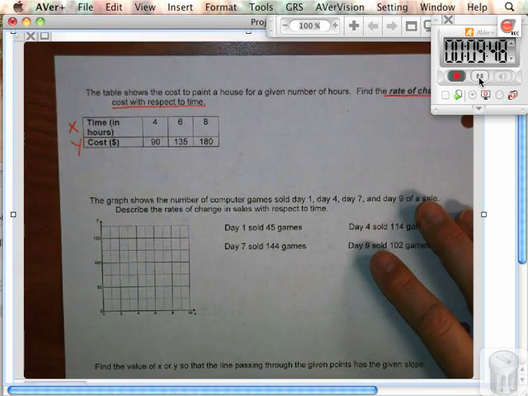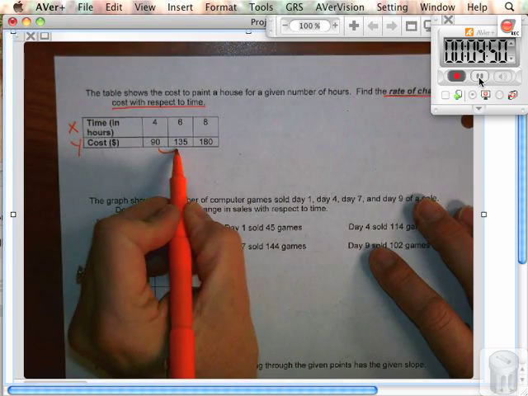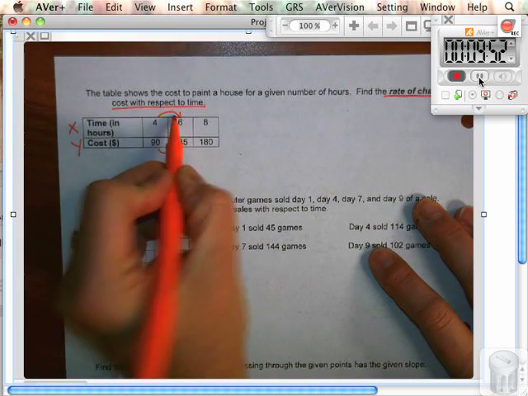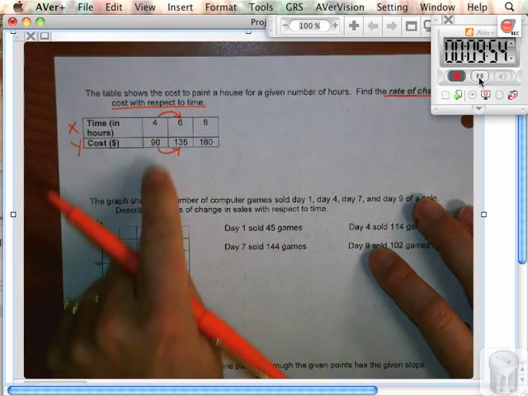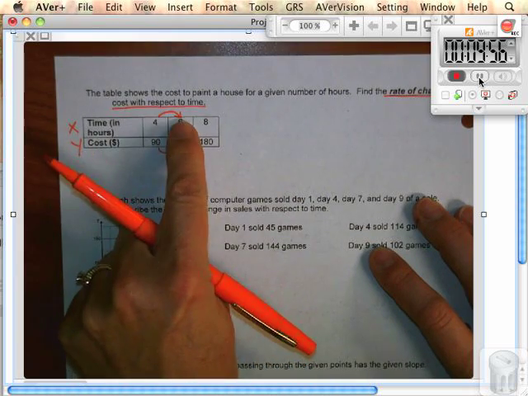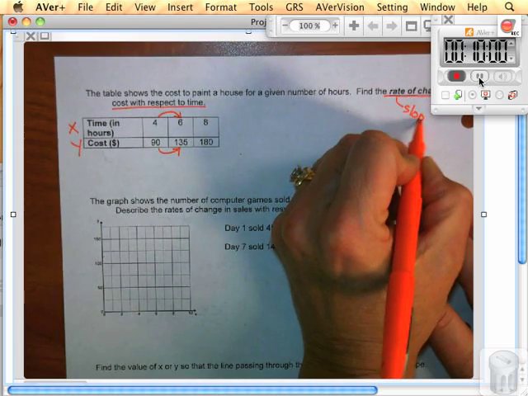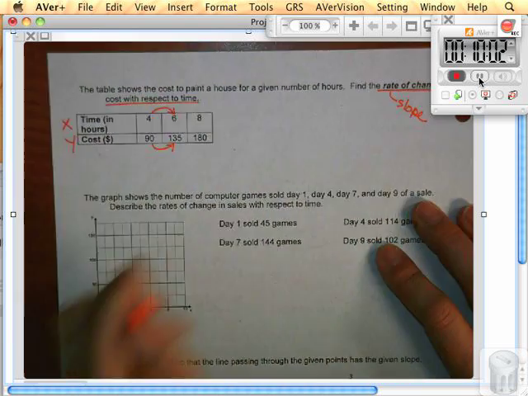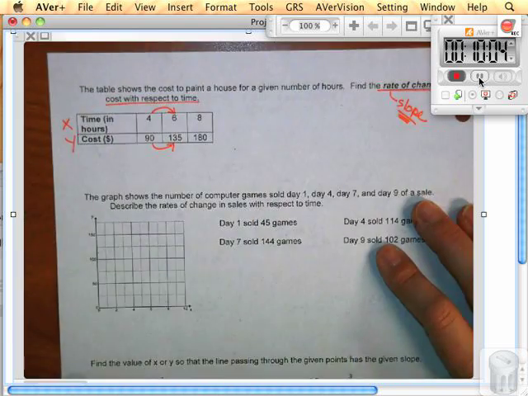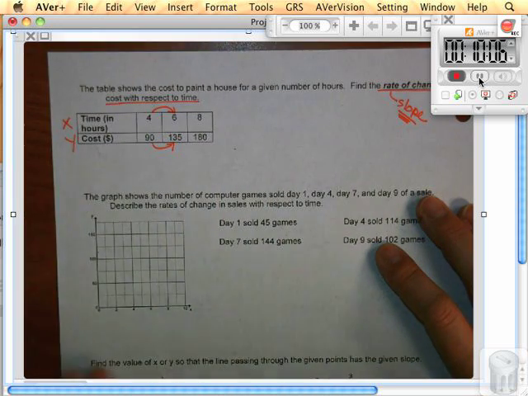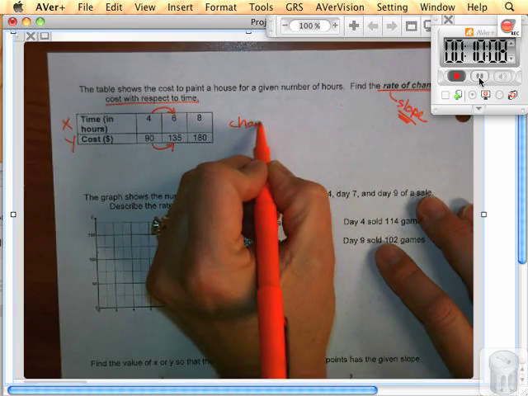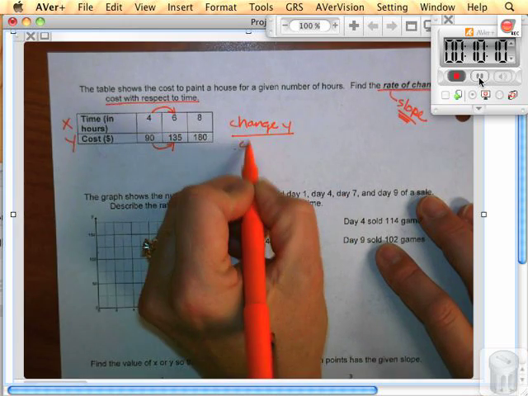So I need to do the change in Y over the change in X. Change in Y over the change in X. That's how I find rate of change. Rate of change is the same as slope. Exactly the same as slope. So I'm going to do change in Y over change in X.